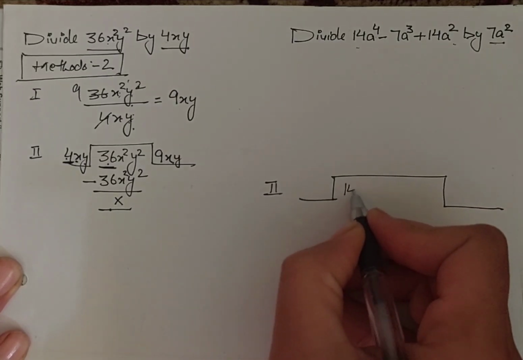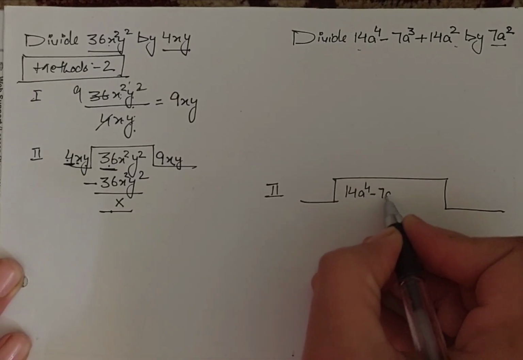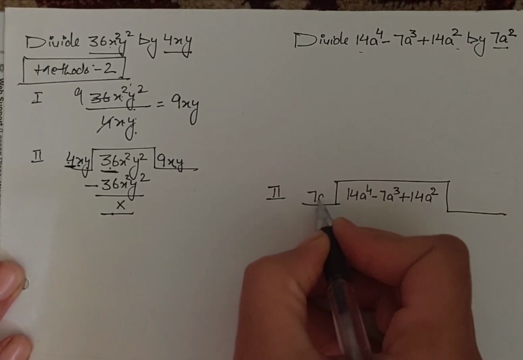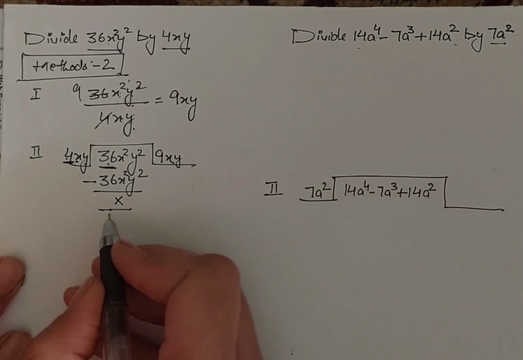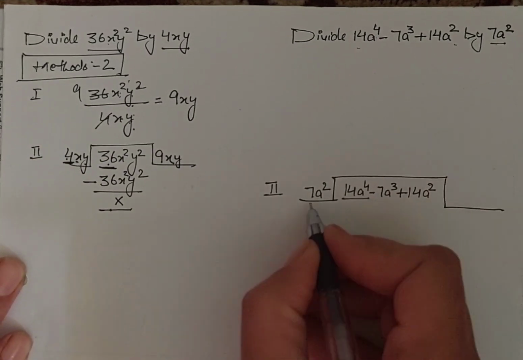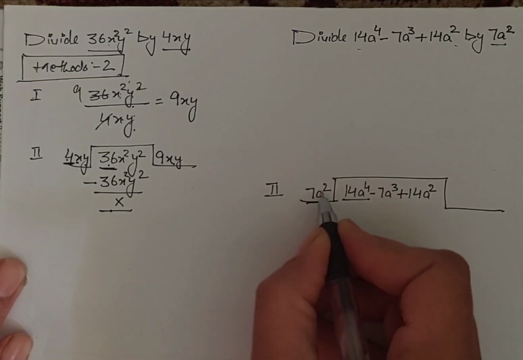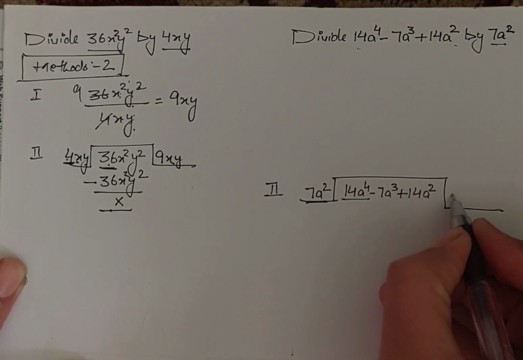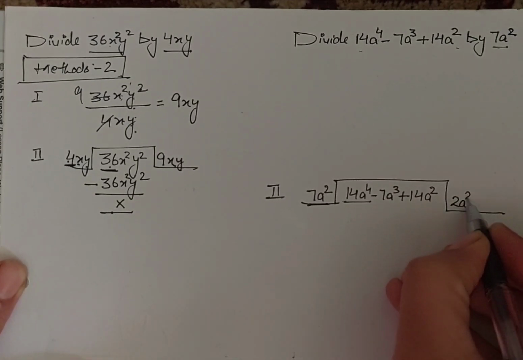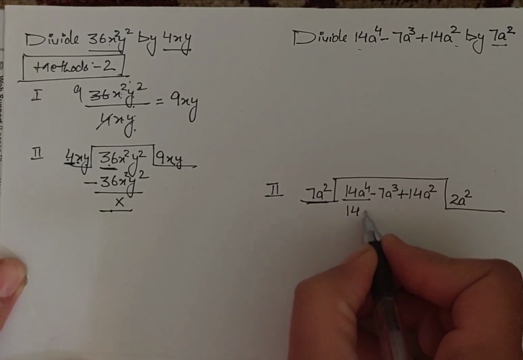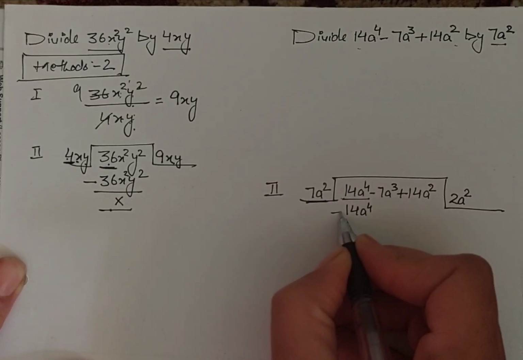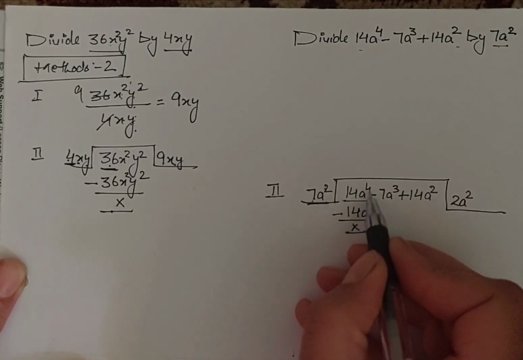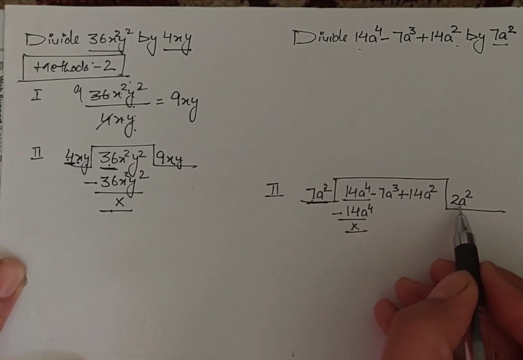This is 14a raised to power 4 minus 7a cube plus 14a square, and this is to be divided by 7a square. It is nothing different from this. So first of all you have to focus here and here. By which number should 7a square be multiplied to get 14a raised to power 4? It's actually 2a square. So the answer here is 14a4. Now we can subtract it. So this has been taken out. 7a square can be taken out from 14a raised to power 4 how many times? 2a square times.